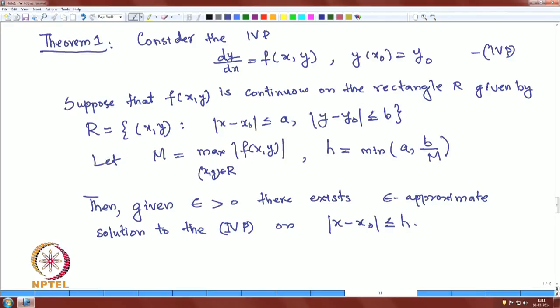The theorem does not say anything about uniqueness. The theorem says that there exists an epsilon approximate solution to the initial value problem under the continuity assumption on f. The constant M is defined since f is continuous on the rectangle, which is a closed and bounded, hence compact, set inside R2, so the maximum is attained. And h, the minimum of a and b by M, depends upon the value of M. So, we will prove this theorem.